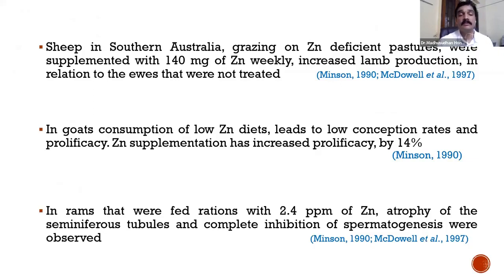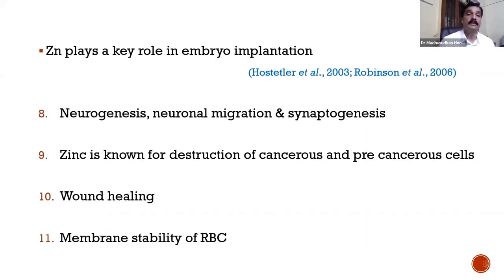And in 1919, Minson has done some work. In goats, the consumption of low zinc diets has led to low conception rate and prolificacy, and zinc supplementation has increased the prolificacy by 14%. Minson in 1990 has done some work in rams that were fed a ration with 2.4 ppm of zinc, which is actually a deficiency, the low level. This has resulted in atrophy of the seminiferous tubules and complete inhibition of spermatogenesis was observed. So zinc plays a key role in embryo implantation also.